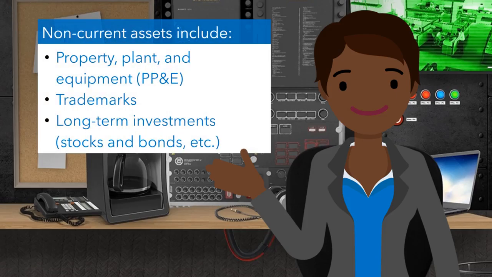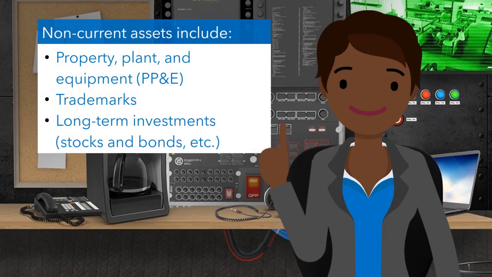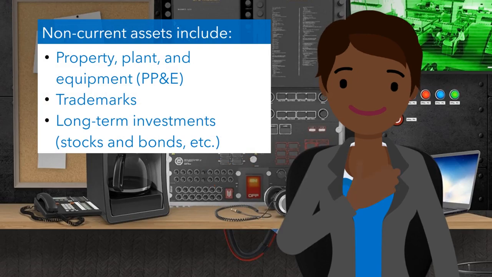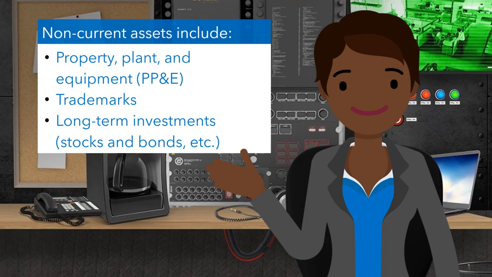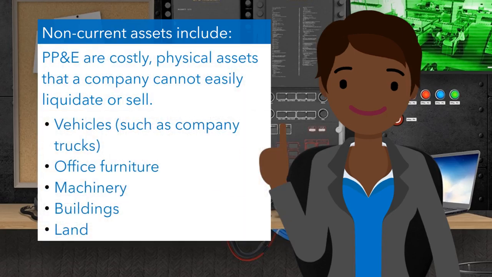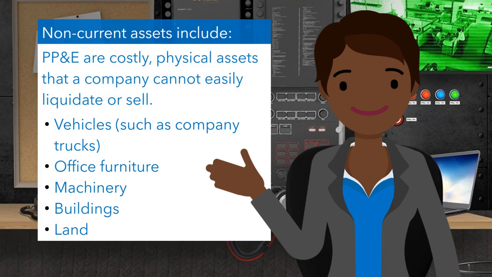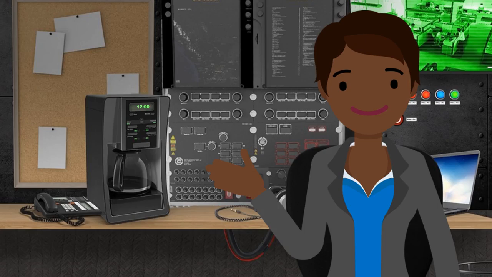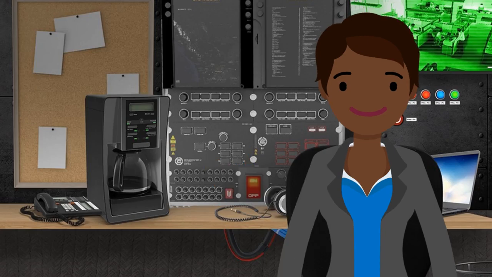So now we know PP&E is a type of non-current asset. It gets listed on the balance sheet under, and I know this is a shocker, non-current assets. Examples of PP&E include vehicles such as company trucks, office furniture, machinery, buildings, and land. It's considered a big deal because when potential investors or analysts need to know how the company is spending money on fixed assets or ways to increase profits, they look at PP&E.